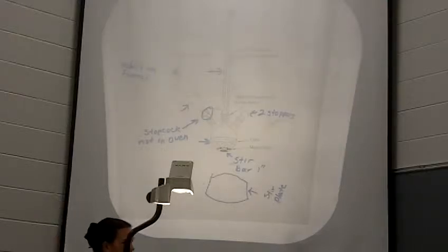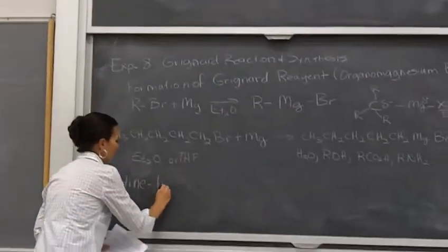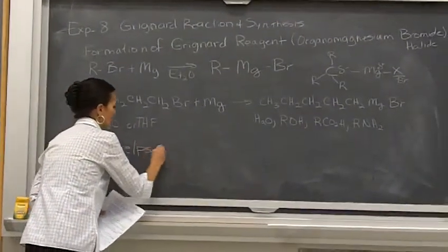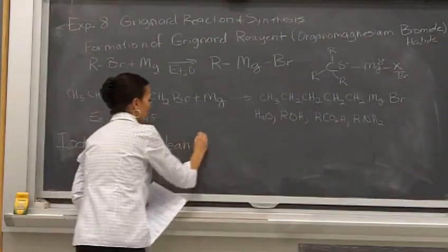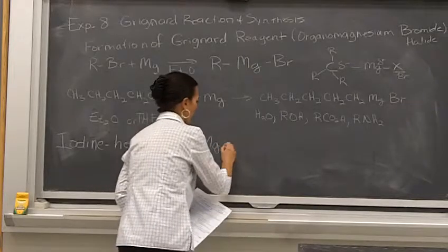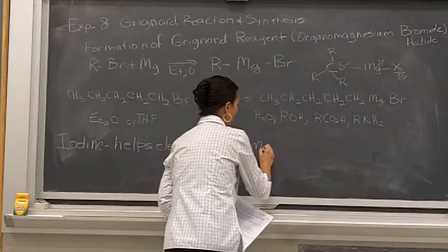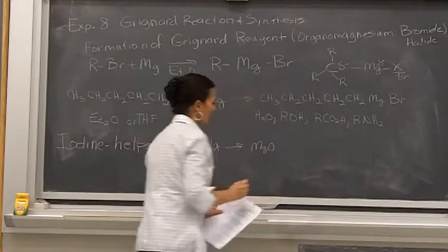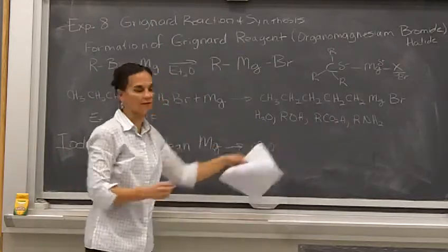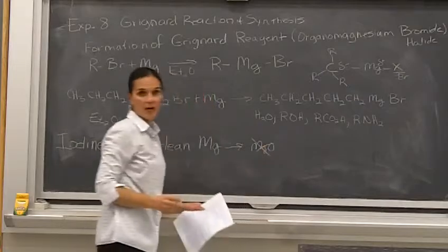Now what the iodine does is the iodine helps etch or clean that magnesium. So that's why we're putting it in there. What you get when the magnesium reacts with air is you get magnesium oxide. And so it's helping to clean off and get rid of that magnesium oxide.